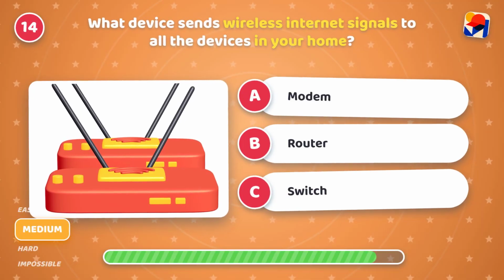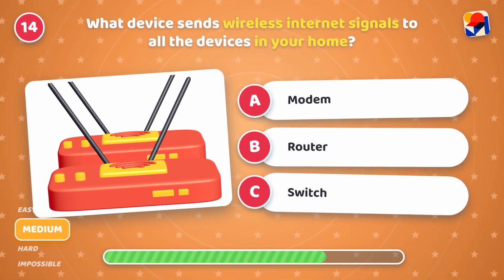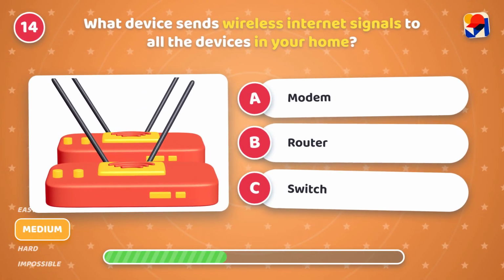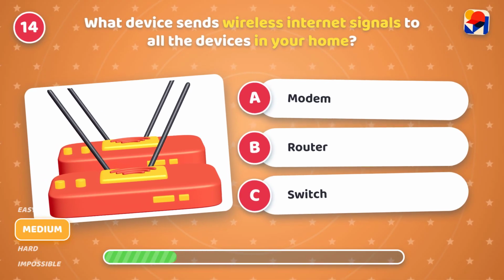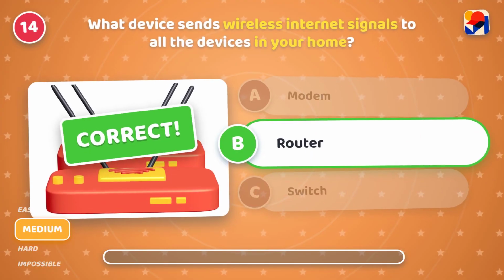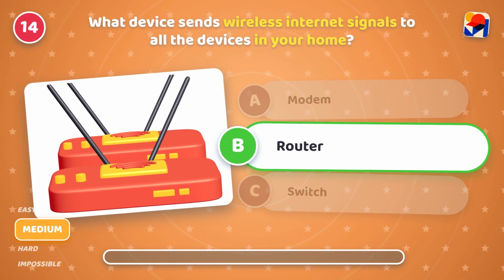What device sends wireless internet signals to all the devices in your home? Is it A, modem, B, router, or C, switch? It's B, router. It broadcasts Wi-Fi signals.